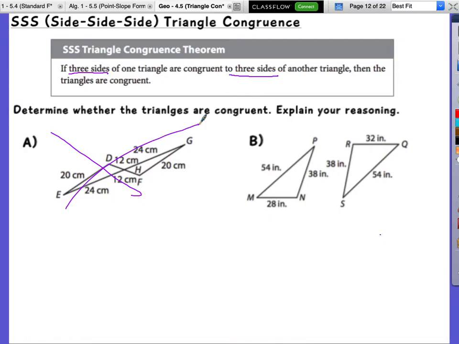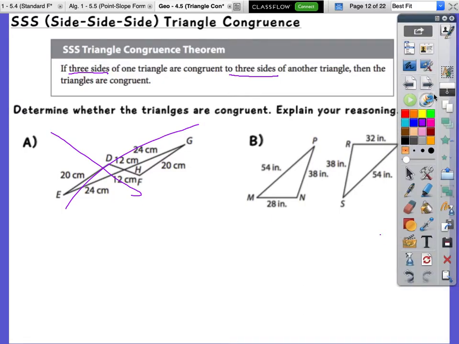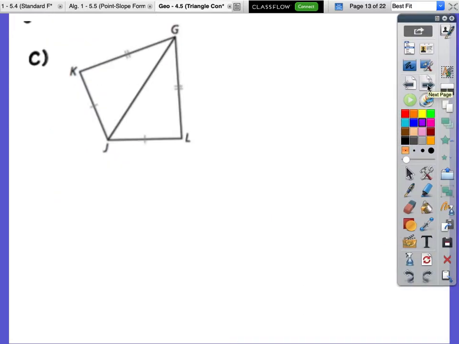Okay, we're actually going to start with C, then we'll come back to B. Don't cross out B. We're going to start with C. What do we know about the triangles on C? Reed, give me one thing we know.